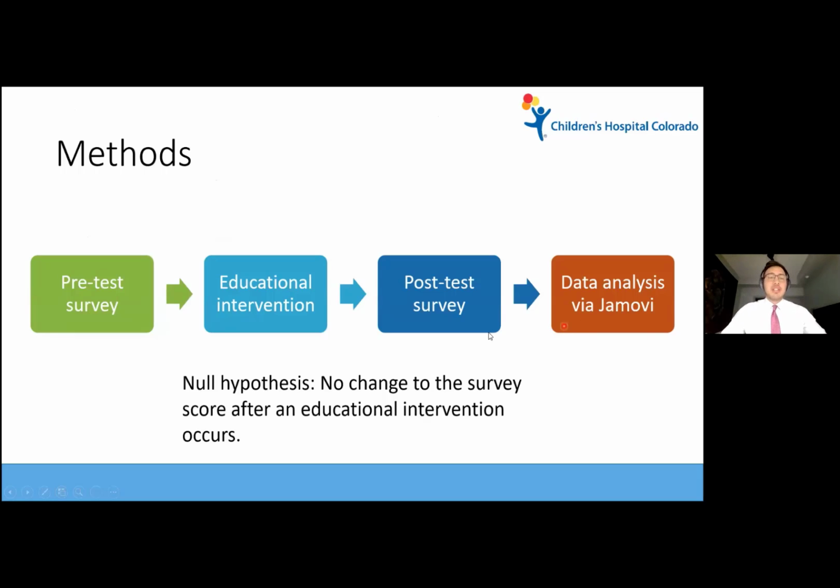So for this project, the methods we used were a pre-test survey to evaluate the patients and families' previous understanding of HLHS, and then an educational intervention that involved an educational discussion of about 3 to 5 minutes while utilizing the 3D heart model. After that, we gave them a similar post-test survey that once again evaluated if there was any improvement after the intervention. And then finally, we used data analysis via Jamovi to analyze the data.